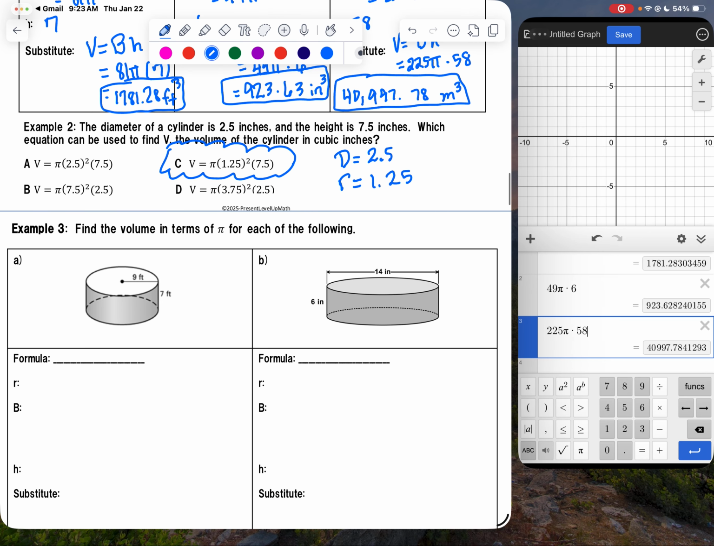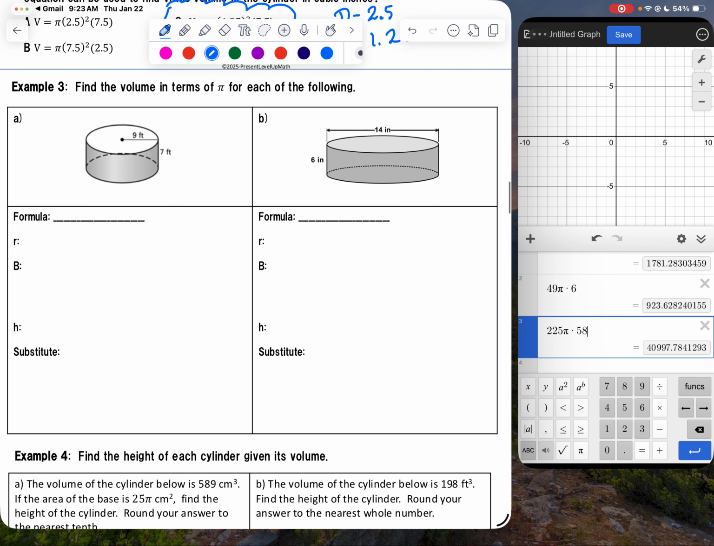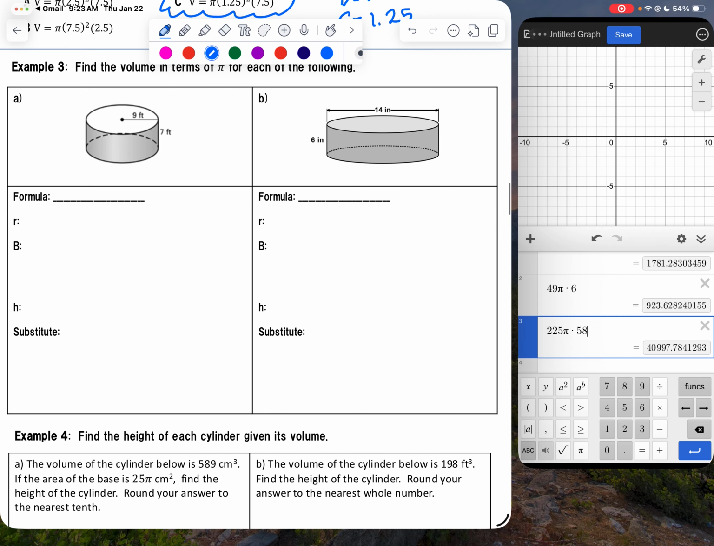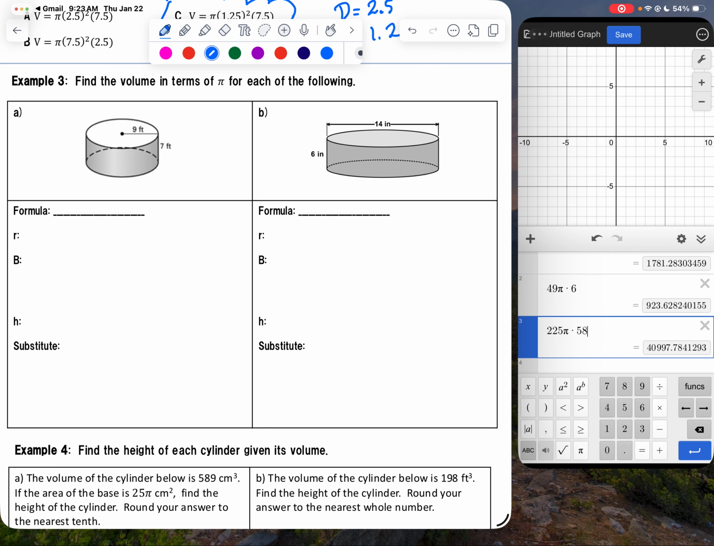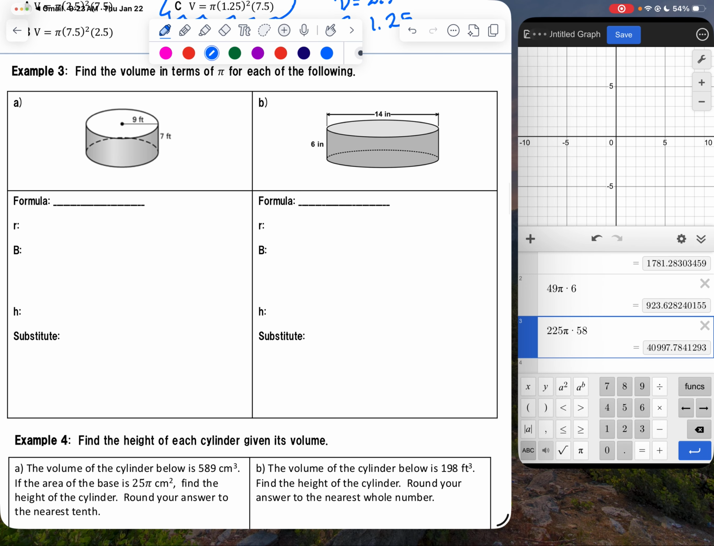All right, example 3. Find the volume in terms of pi for each of the following. So when we're finding the volume in terms of pi, this means they want you to get an exact answer. In other words, they do not want your final answer to be some kind of rounded decimal answer like we did in our previous example. All right, we're still using the same formula, volume equals area of the base times the height.